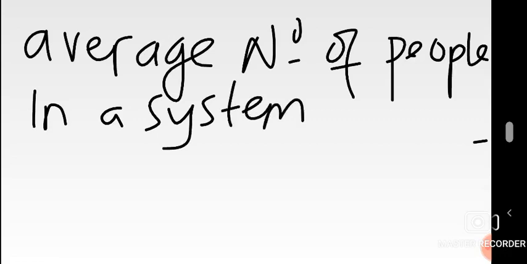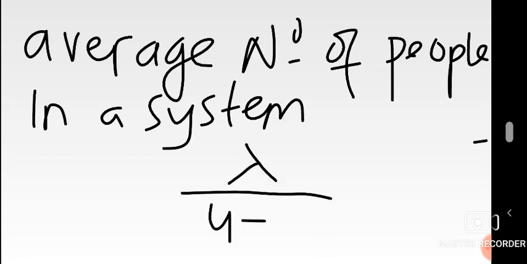This one, the formula we use for the average number of people in a system, we say lambda over mu minus lambda. So at this point, you know all these symbols are just substitutions. But you need to know the keywords. When they ask you for the average number of people in a system, that is just lambda over mu minus lambda. We said lambda is the arrival rate, mu is the service rate. So you look out for such terminologies before you substitute in such a formula.